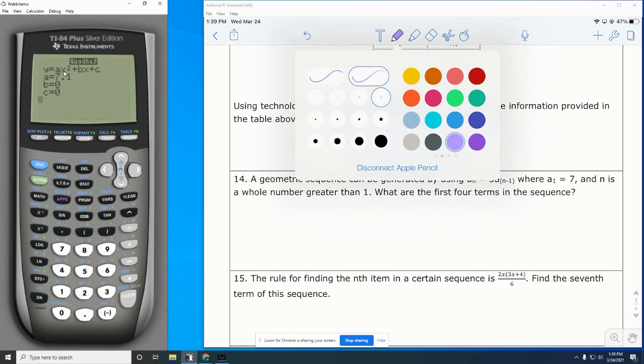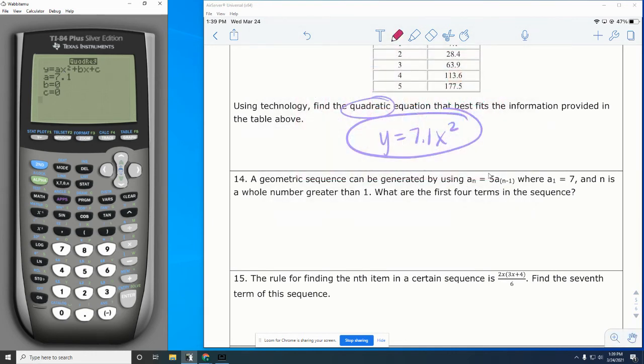A geometric sequence can be shown using this 5a to the n minus 1. Remember, the n minus 1 is what tells us that it's geometric because we're multiplying. Where a to the 1 is 7 and n is a whole number greater than 1. What are the first 4 terms? So first thing I'm going to do is write my function. My first term is 7. My rate that is being increased is 5. And then that will be to the x minus 1 because it's geometric. So I have 7 times 5 raised to the x minus 1.